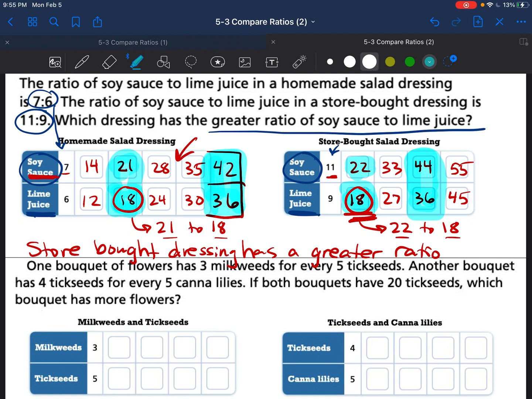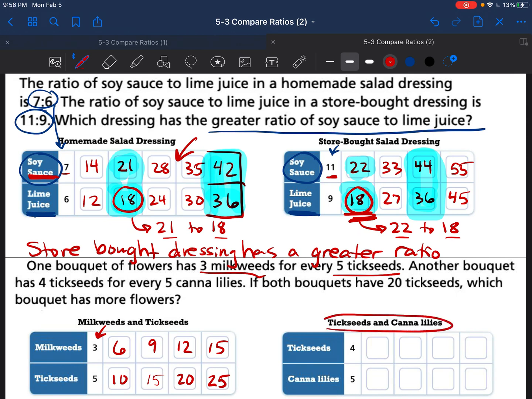It says 1 bouquet of flowers has 3 milkweeds for every 5 tick seeds. So those are different types of flowers. And again, they already wrote that ratio for us. So let's skip count that table. We have 3, 6, 9, 12, 15, 5, 10, 15, 20, 25. And I'm going pretty fast for that because, again, we've been doing this for a little bit. So once the table is skip counted, now let's look at our different bouquet.